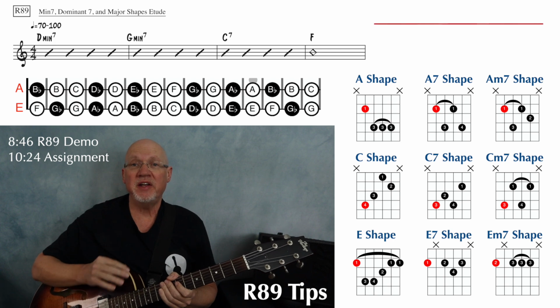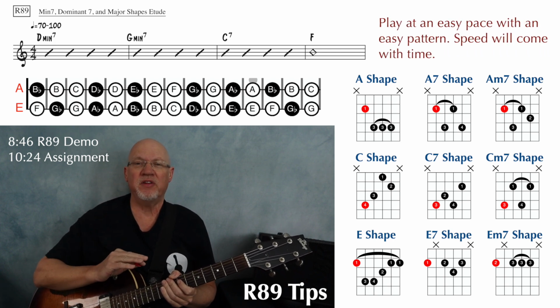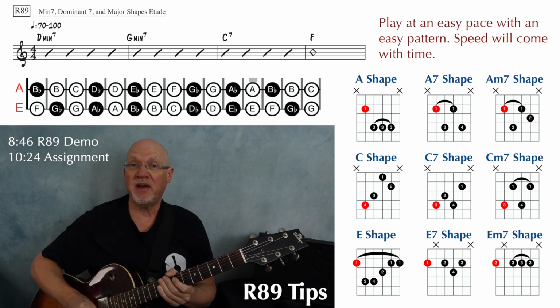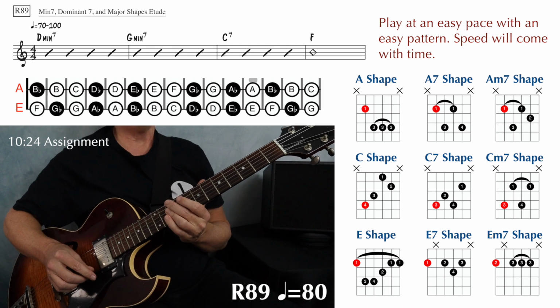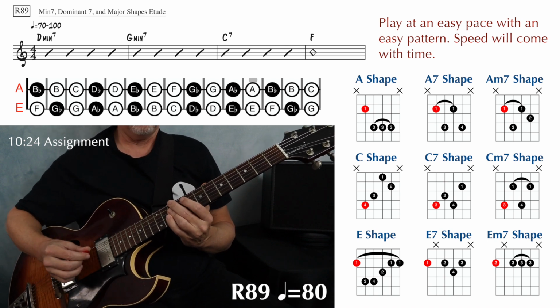Once you're comfortable finding and playing those chords, go ahead and play through the exercise at a nice easy pace with a nice easy strumming pattern. 1, 2, 1, 2, 3, 4.